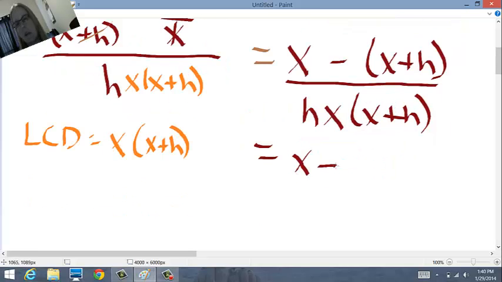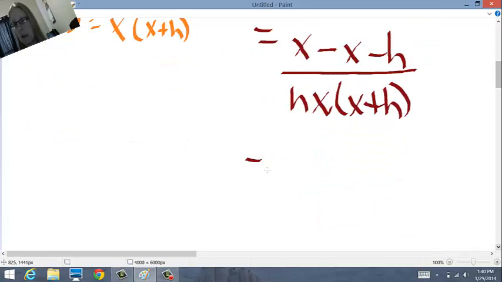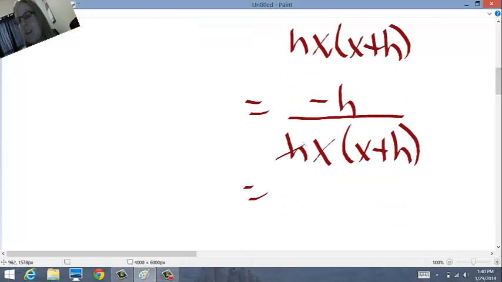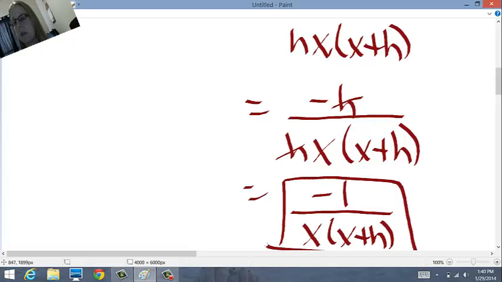Simplify from here on out. It's just the regular simplification. Distribute that negative. Combine your like terms. In this case, on the top, those x's are going to cancel. Once those x's canceled, you ended up with something like negative h on top. You'll notice that that h will cancel on the bottom as well. So you ended up with negative 1 over x times x plus h. So that's that simplification of the difference quotient.